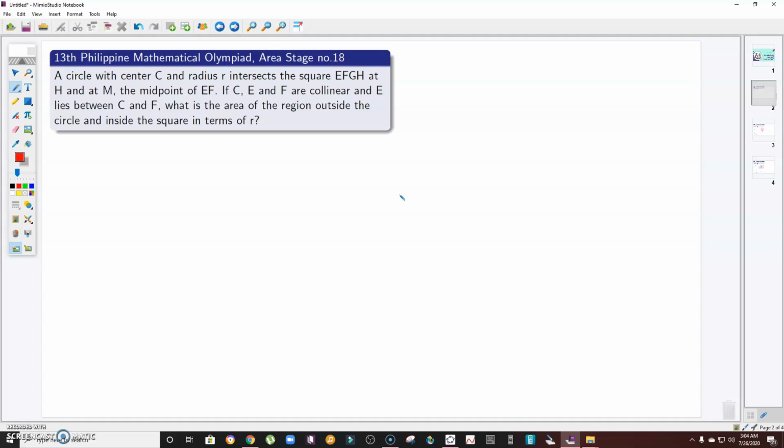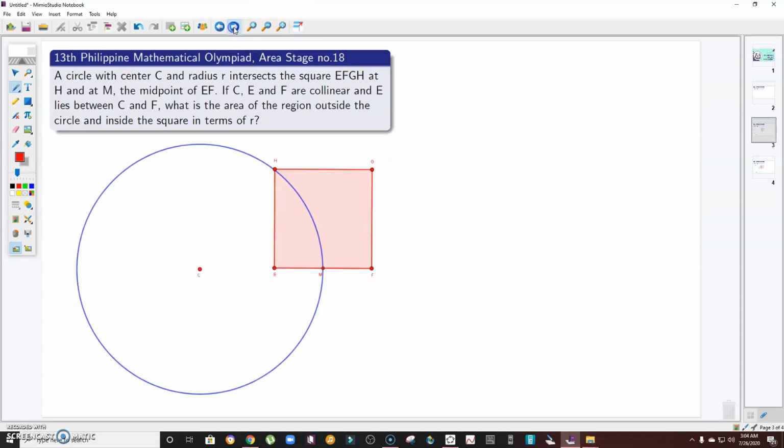Okay, actually I already made an illustration using GeoGebra. Let's find out if my illustration will fit the description of the problem. Again, the problem says there is a circle and a square. They intersect at points H and M, such that M is the midpoint of E and F. It also says that the point C, which is the center, and the vertices E and F are collinear, such that E lies between C and F.